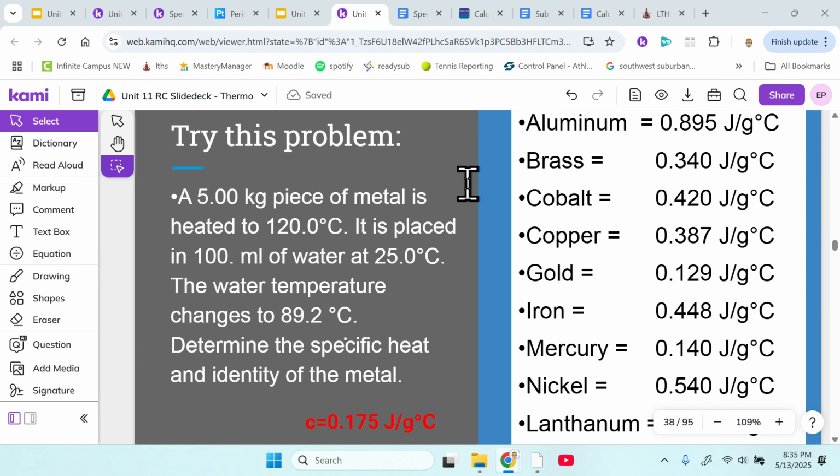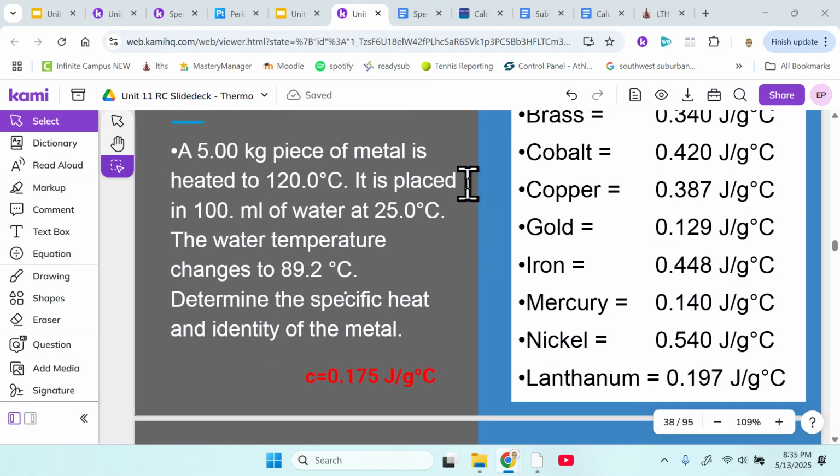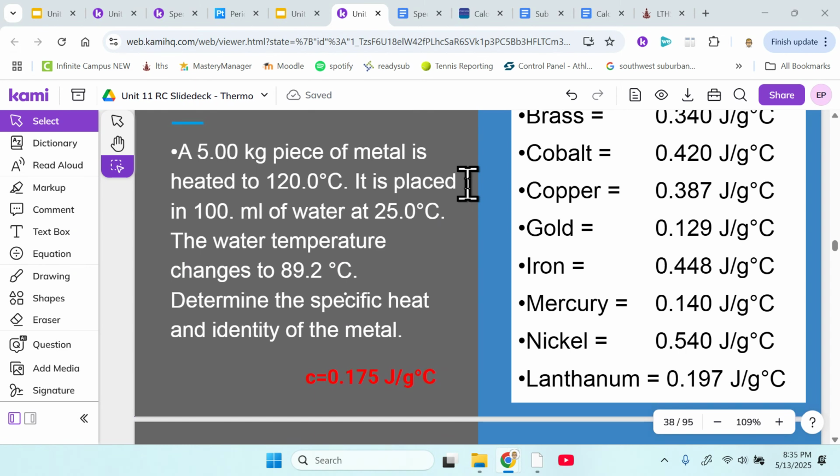For example, let's try this problem together. A 5 kilogram piece of metal is heated to 120 degrees. It's placed into 100 mL of water at 25 Celsius, and the water starts going up in temperature. Okay, that makes sense. A hot object gives energy to the cold water. Water heats up. Now, what's the specific heat capacity and the identity of the metal?